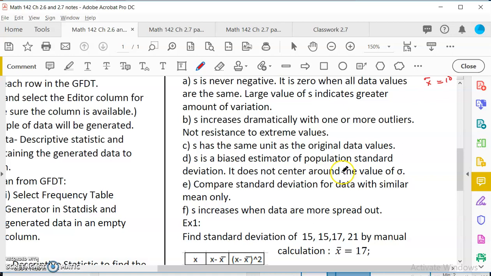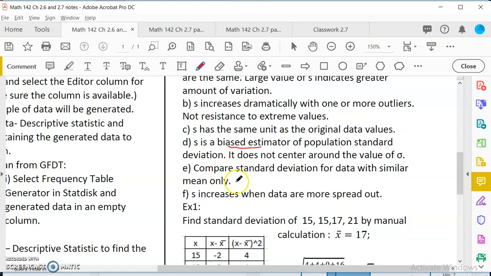And also there is a statistical jargon. S is a biased estimator of population standard deviation. So if we want to estimate the population standard deviation, we do not just calculate S. We'll talk more about what is called a biased estimator in chapter 5. Okay.